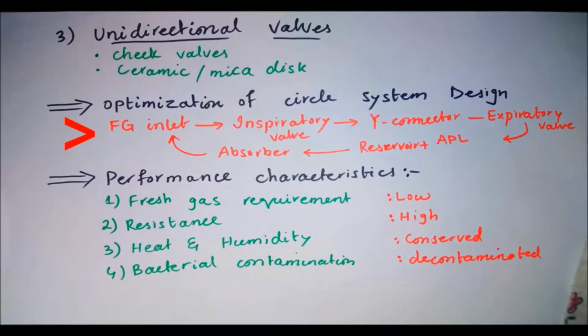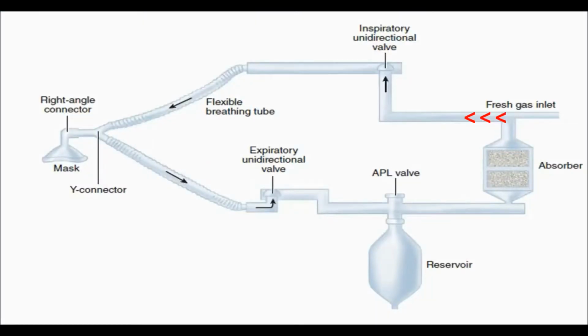Optimization of circle system design. Although major components of circle system can be placed in several configurations, this is the preferred arrangement, and as you can see in this picture: fresh gas inlet, then inspiratory unidirectional valve, then Y connector, expiratory unidirectional valve, then APL valve right next to reservoir bag, then absorber, CO2 absorber, and then circle continues.